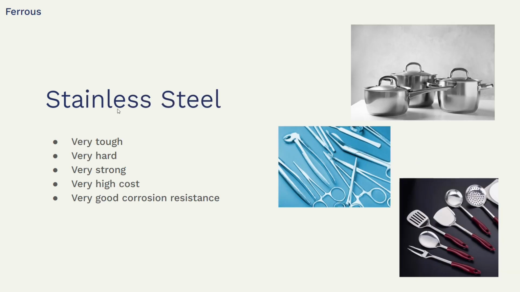Moving on, we have stainless steel. This is very tough, very hard, very strong, and it's a very high cost. It also has very good corrosion resistance. This is the stuff you see every day in your pots and pans, and it's used in medical equipment and even eating and cooking utensils.